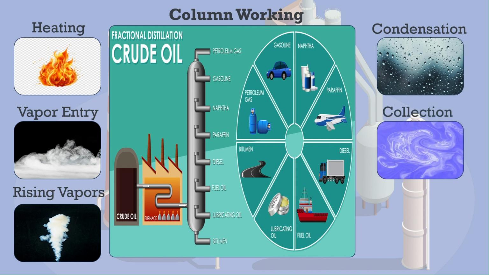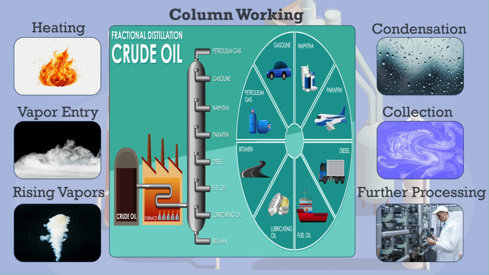Collection. The column has multiple draw-off points at various heights to collect these liquid fractions, such as gasoline, kerosene, diesel, lubricating oils, and gases. Further processing. Most fractions require additional chemical processing to improve quality or convert into more valuable products like gasoline.